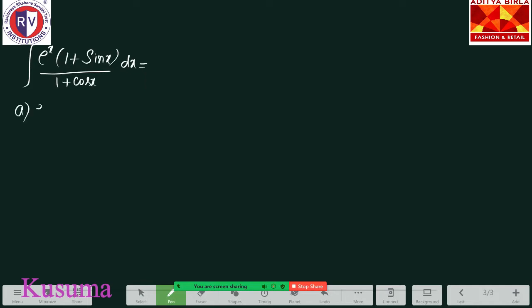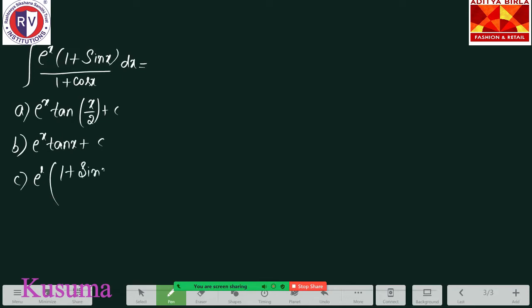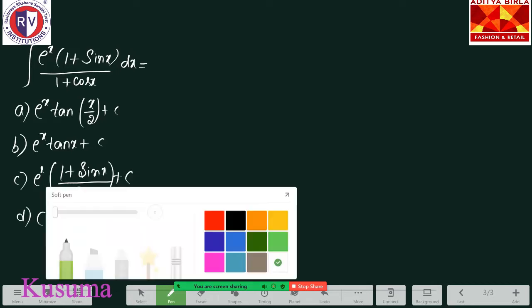The options given are: option A, e to the power of x into tan of x by 2 plus c. Option B, e to the power of x tan x plus c. Option C, e to the power of x into 1 plus sin x divided by 1 minus cos x plus c. Option D is c minus e to the power of x cot x by 2. These are the options given, and this was a question in the year 2015.